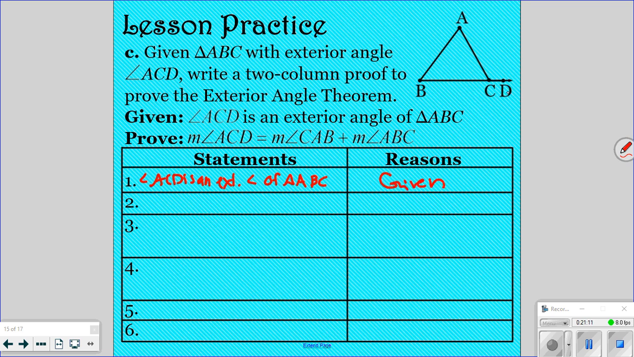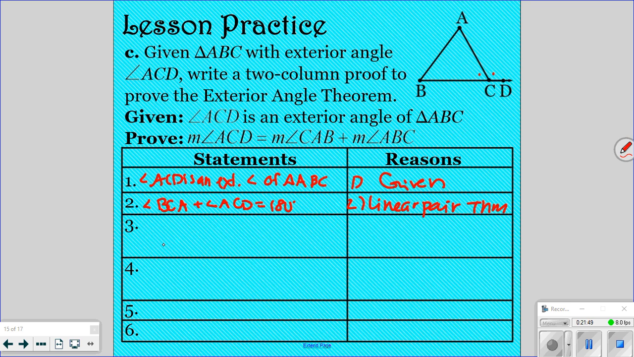So ACD is an exterior angle. And we're trying to prove the exterior angle theorem, that the angle adds up to the sum of the two interior angles. So the first thing that we're going to do is say that these two angles here add up to 180 degrees. So angle BCA plus angle ACD equals 180. And the reasoning here would be that they are a linear pair. So the linear pair theorem.